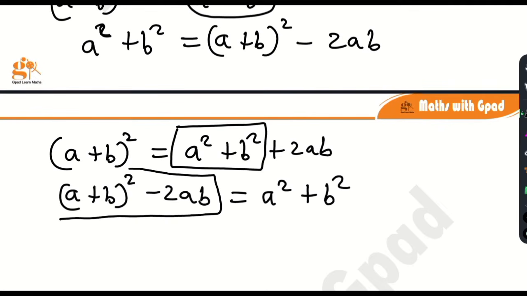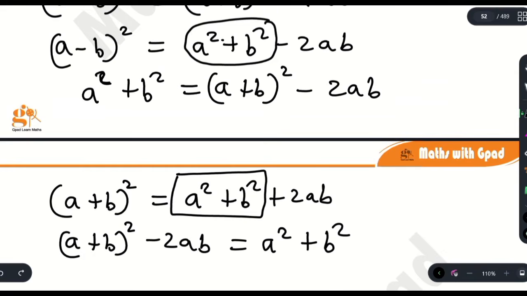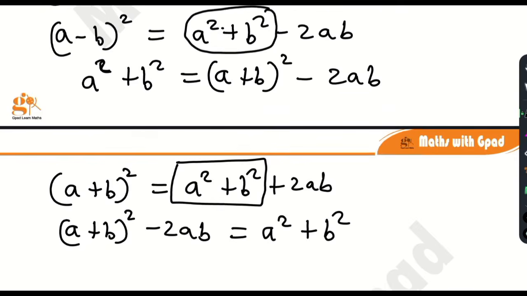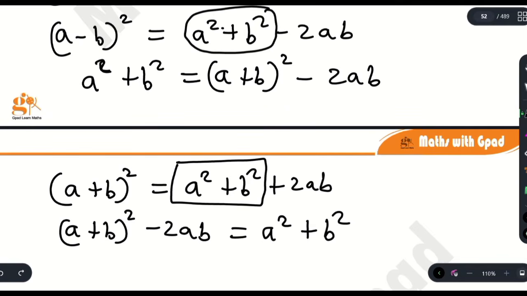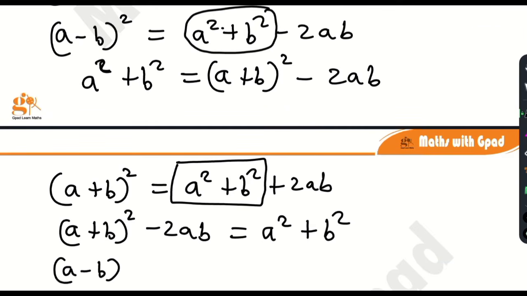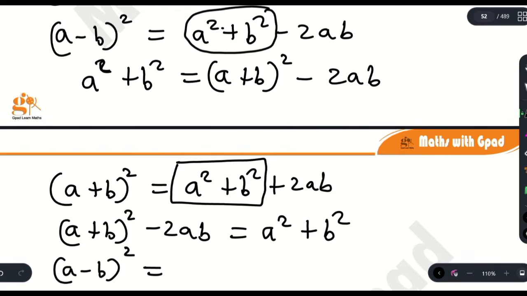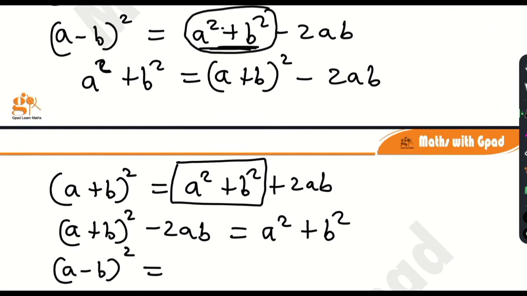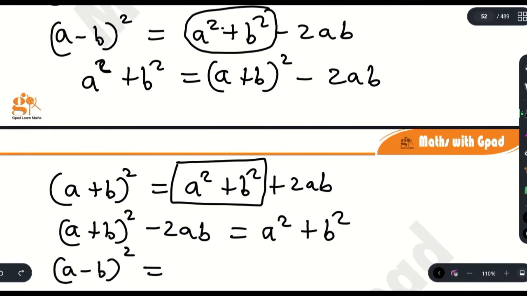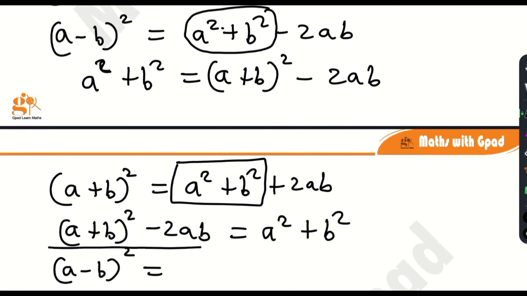(a + b)² − 2ab. So if you take that expression and plug it in, let me rewrite this again here. We have (a − b)² equal to what? This is a² + b², but I will no longer write that. I will now replace it with this expression here, which is what?